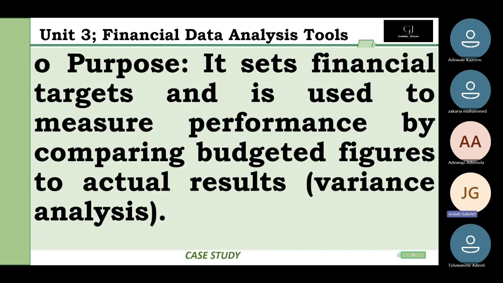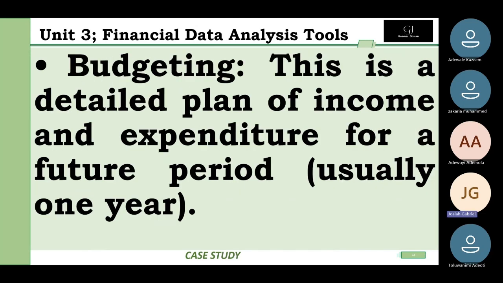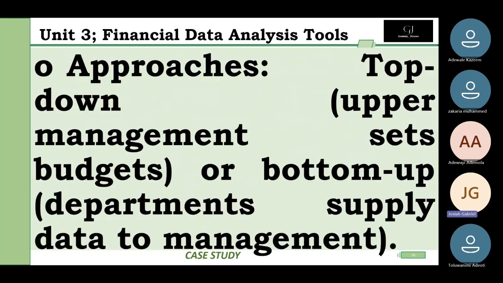So what is the purpose of a budget? It is to set financial targets. Financial targets are the purpose of budgeting, to measure your performance by comparing your budgets with actual results. That is an analysis we've done in performance management, which is variance analysis. So your budgeted versus your actual is the variance analysis we perform on our budget, which is very important.